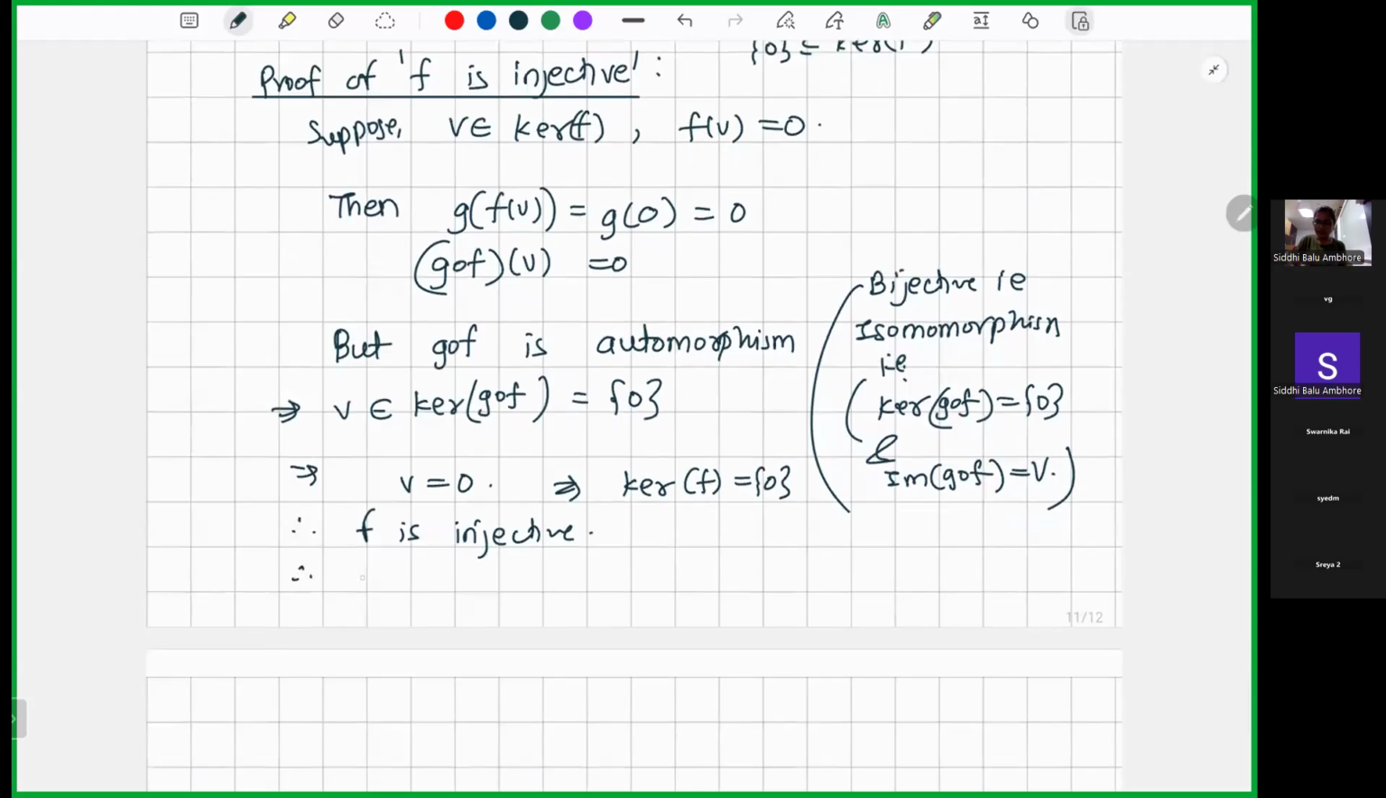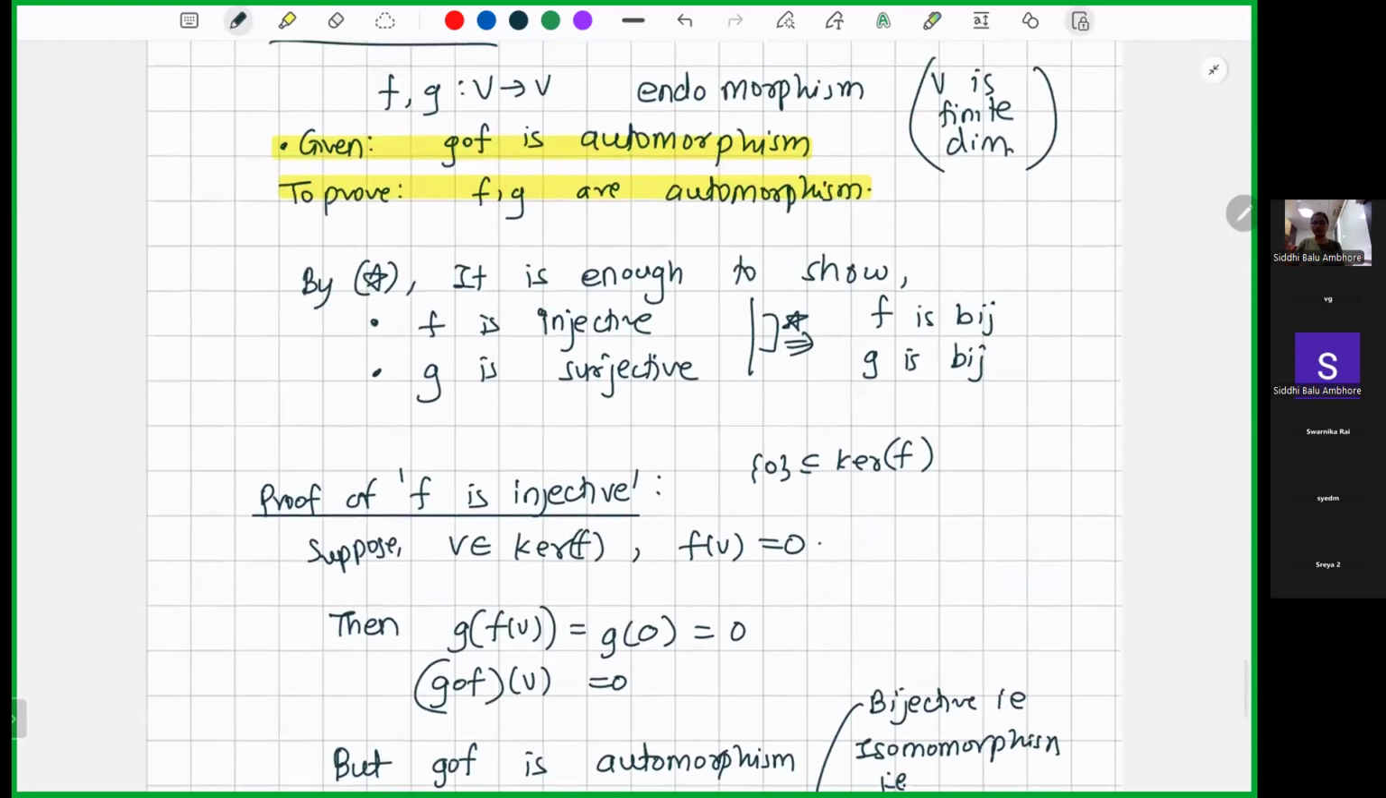And using the star, therefore F is bijective and surjective also. Since F is bijective and surjective, it is an automorphism. I mean, you understood what I'm trying to say here.